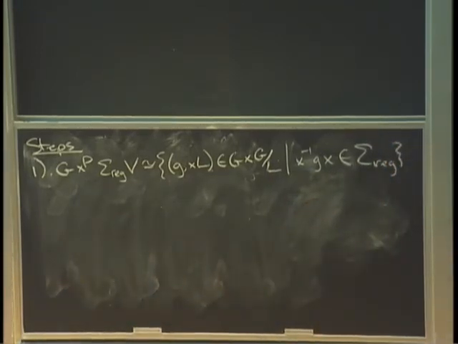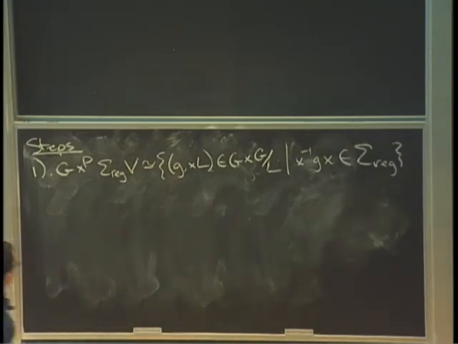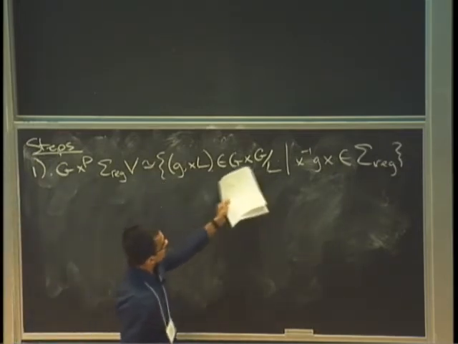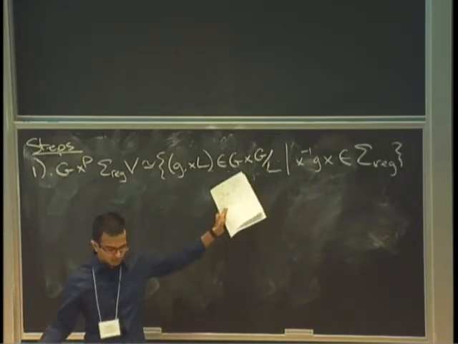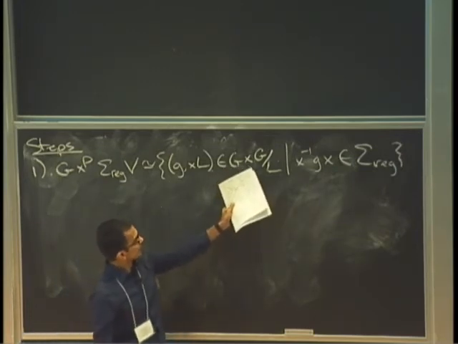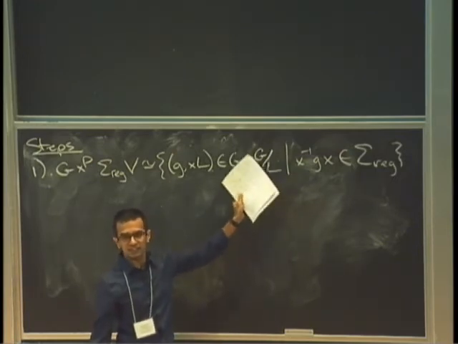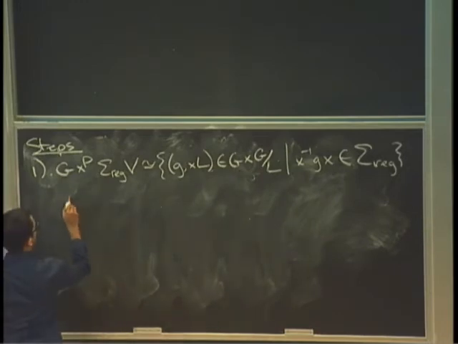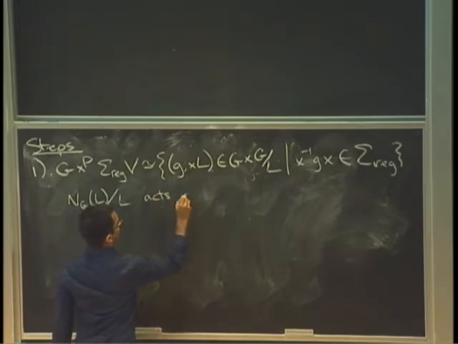So yesterday we had something exactly like this, but with regular elements in the torus. This variety here doesn't mention p anymore, and just like with the warm-up trick yesterday and what we did with g tilde rs yesterday, you can make N_G(L) mod L act on this by multiplication on the right. So N_G(L) mod L acts on this.